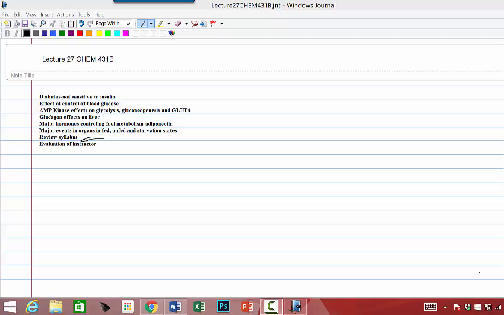Let me just, there's another figure here. Yes, this is what I wanted to go over. So this is on page 769 of your book, right here. It's kind of nice because it summarizes what I've been talking about over the last few days. So let's start off here with the high blood glucose.